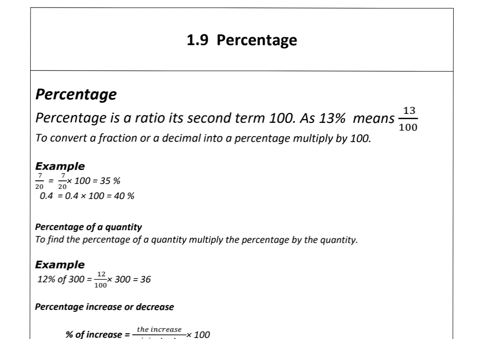To convert a fraction or decimal into a percentage, multiply by 100. If you have a fraction or decimal to change to percent, multiply by 100. For example, 7 over 20, if you need to convert it to percent, multiply by 100 to get 35, so this means 35%. 0.4 multiplied by 100 equals 40%.